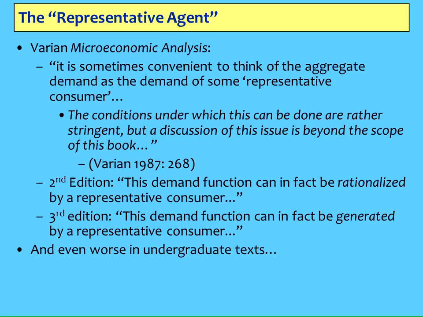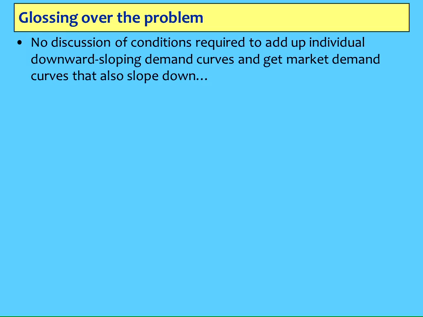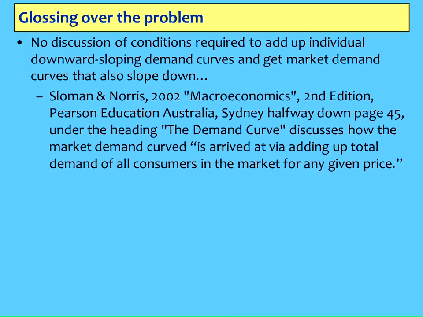And undergraduate texts are even worse. I set this as a question for my first behavioural finance class about 3 years ago, I think. I said, I want students to go and take a look at textbooks and see if they can find anyone who discusses the problem of aggregating from a single consumer to a market. And in most cases, of course, there wasn't, but they found a few where there were. One is Sloman and Norris, Macroeconomics, the second edition, the Pearson book. I think Sloman is the Australian and Norris is the American book modified.